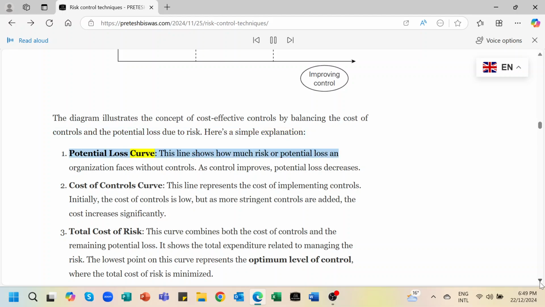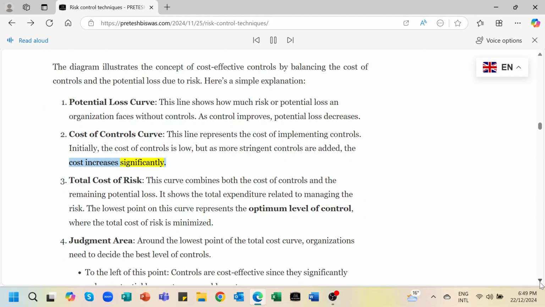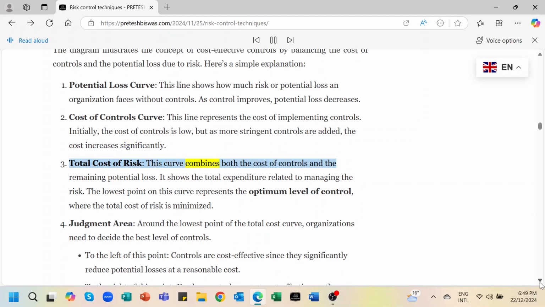Potential loss curve. This line shows how much risk or potential loss an organization faces without controls. As control improves, potential loss decreases. Cost of controls curve. This line represents the cost of implementing controls. Initially, the cost of controls is low, but as more stringent controls are added, the cost increases significantly. Total cost of risk. This curve combines both the cost of controls and the remaining potential loss. It shows the total expenditure related to managing the risk. The lowest point on this curve represents the optimum level of control, where the total cost of risk is minimized.